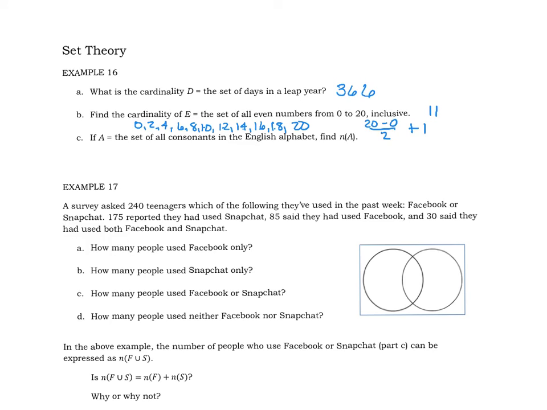All right, C is the set of all consonants in the English alphabet. Set A, that's how it's defined. So there are 26 letters, and there are 5 vowels, A, E, I, O, U. So the cardinality of set A would be 21.